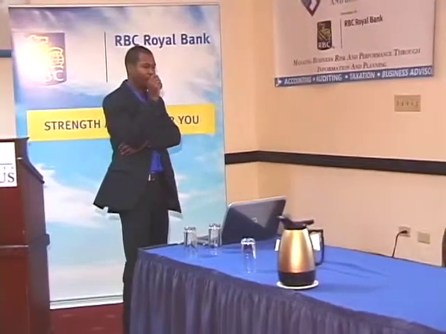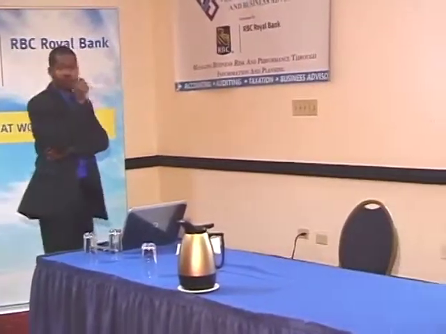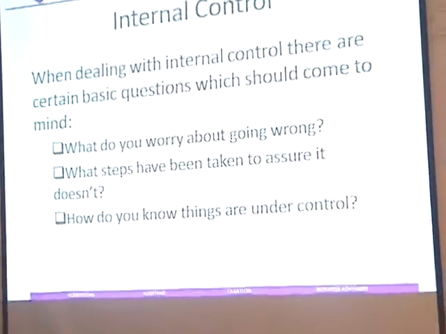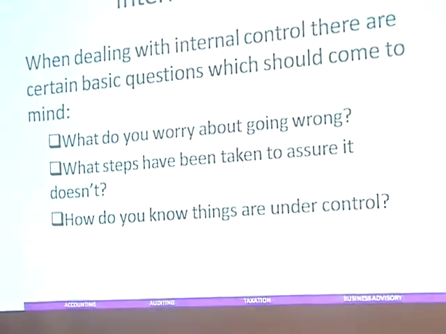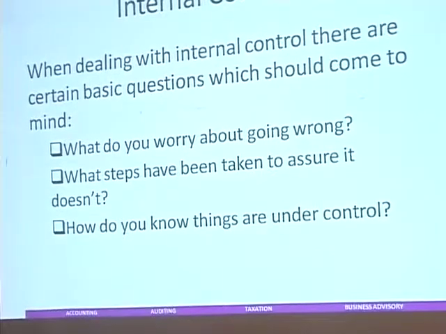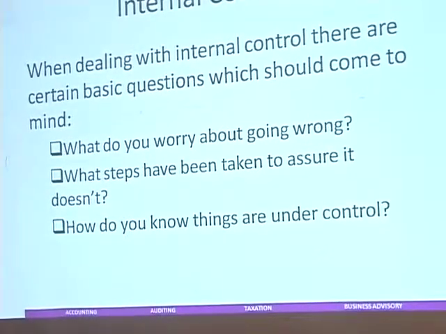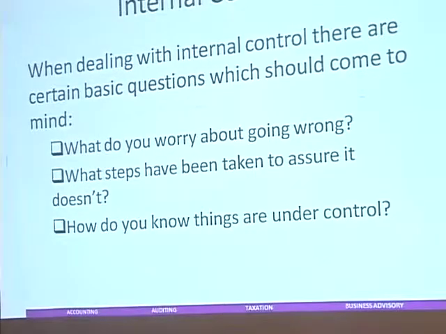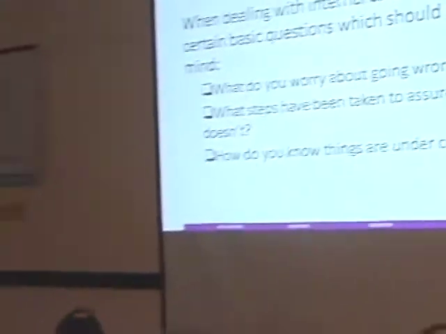When dealing with internal control, there are certain questions that we should be asking ourselves and answering, right? It says, what do you worry about going wrong, right? What steps have you taken to assure that it doesn't actually go wrong? And how do you know that things are under control? These are the questions that we should be asking ourselves and answering, or putting in measures to actually answer them.